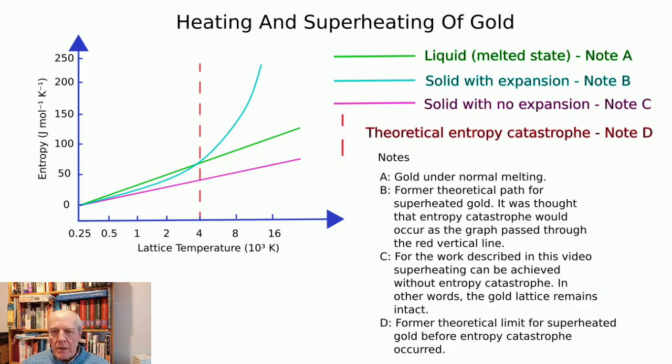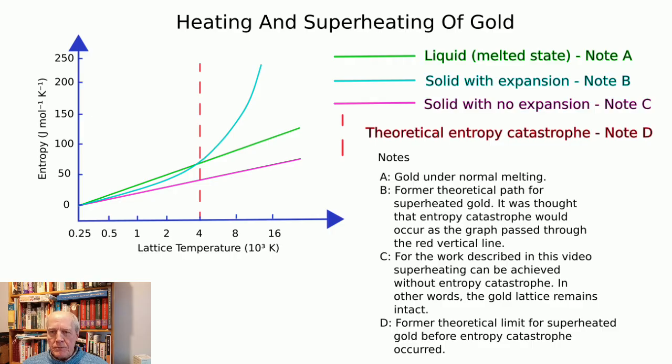Now, on this slide we have a graph, or perhaps 3 graphs if you like. The vertical axis on the graph is entropy. The horizontal axis on the graph is the temperature of the metal lattice. Now, in this particular case, the metal has become gold. So in other words, the plots shown on these axes are for gold. There are 3 plots shown on the axes, and I'll go through each of them in turn.